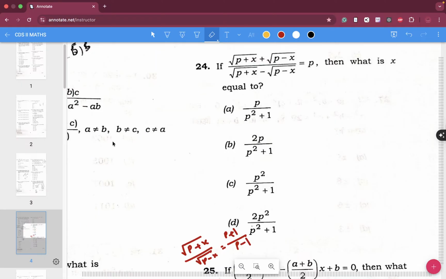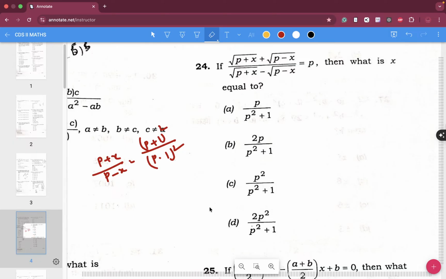Okay, we made some space over here, right. Now if we square on both sides, we will get (p plus x) divided by (p minus x) is equal to (p plus 1) whole square divided by (p minus 1) whole square. Is that what we will be getting, right? Okay, so this is what we will be getting.